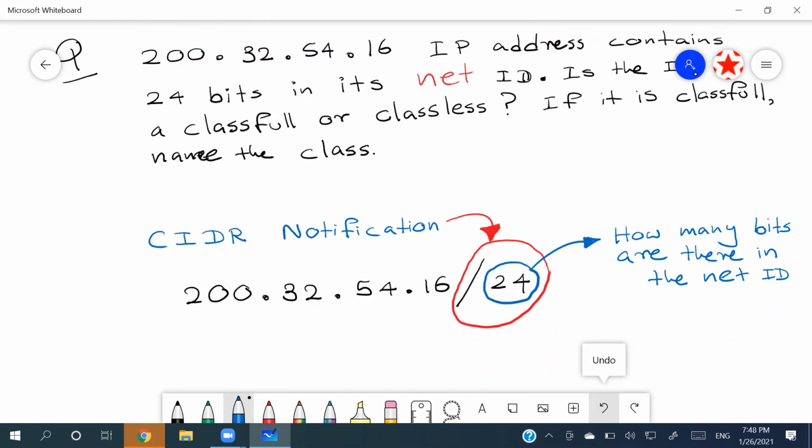එතකොට මෙතනින් කියනවා how many bits are there in the net ID. So if you are given an IP address with the CIDR notation, you can straight away tell whether it is a class full or a classless, and if it is class full, what is the class? හරි, තේරුණාද?